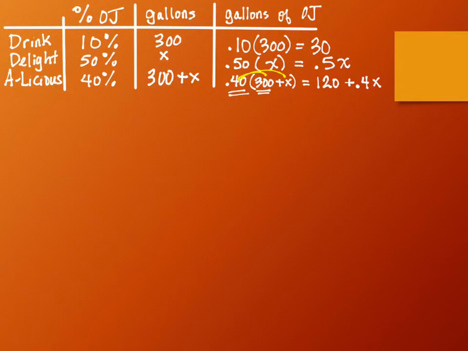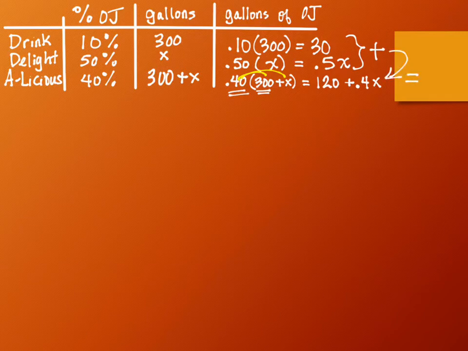Okay. So in the first orange drink, I have 30 gallons of orange juice. In the second one, the Orange Delight, I have 0.5X, whatever that is, gallons worth of orange juice. And in the last one, I have 120 plus 0.4X gallons of orange juice. All right? But again, I'm still mixing these quantities together. So I'm taking my orange drink and I'm taking my Orange Delight and I'm mixing them together. And once I mix them together, I end up with my Orange Delicious, correct? So these two quantities added together have to equal this one.